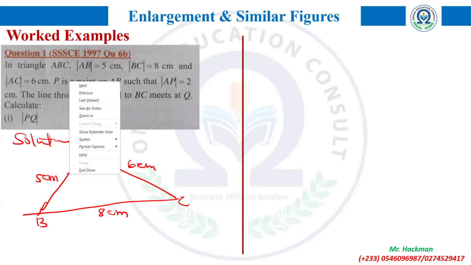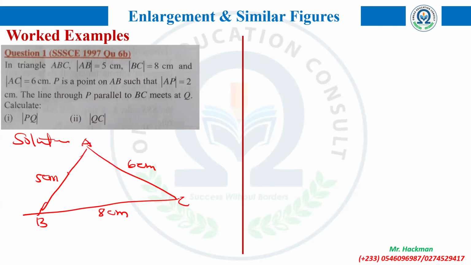So I'm going to place my P here, closer to A. And this I know is 2 cm, so automatically this becomes 3 cm. Now let's go to the next one. What do we have?